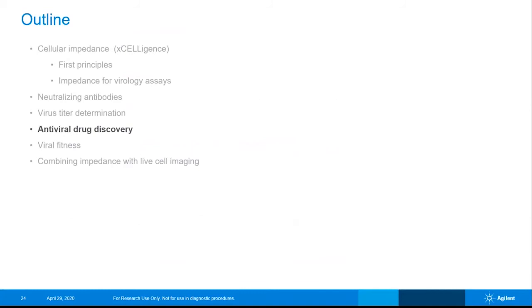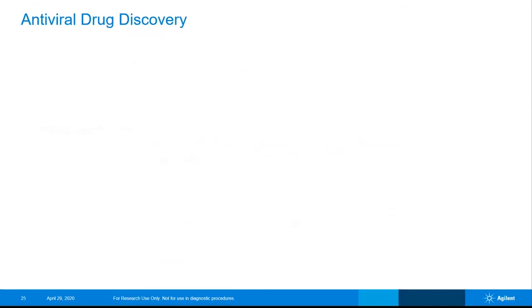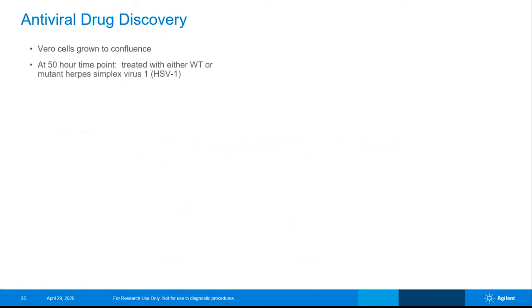The next thing I'd like to move to is an example of antiviral drug discovery. So in this case, yet again, Vero cells. Trust me, xCELLigence works with pretty much any cell type you can choose. Just in the virology space, Vero cells are very much the favored model. So at the 50-hour time point, these cells were treated with either wild type or with a mutant of the herpes simplex virus 1. This particular mutant has a mutation in the DNA polymerase gene of the virus, and it makes it resistant to the drug acyclovir, which is a nucleoside analog.